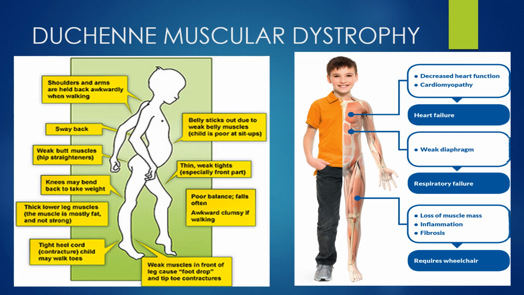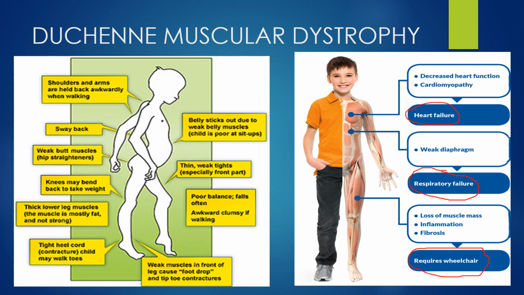In Duchenne muscular dystrophy, we have decreased heart function and cardiomyopathy, which can lead to heart failure. They also have a weak diaphragm, which tends to lead to respiratory failure. This can be a cause of death in many of the affected children. They also have loss of muscle mass, inflammation, and fibrosis. Most, if not all, of the people that have Duchenne muscular dystrophy cannot walk after some time, and they all require a wheelchair or assistance to move.